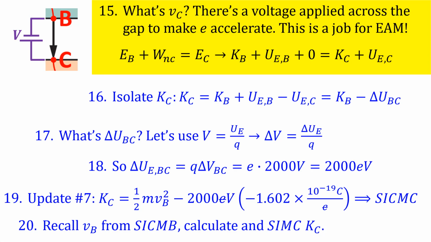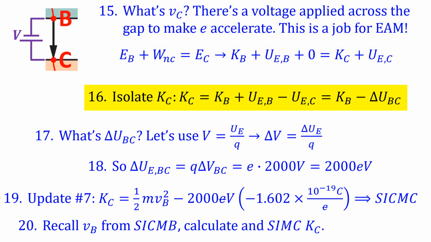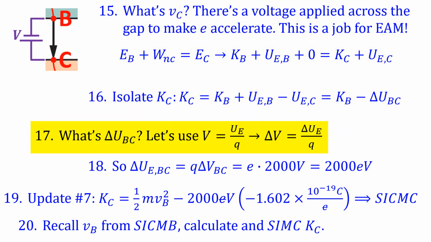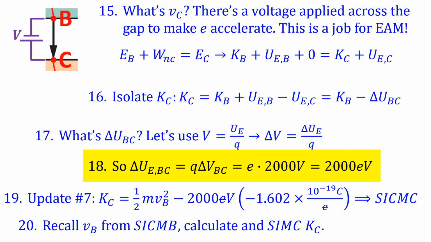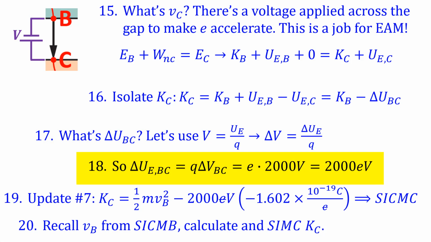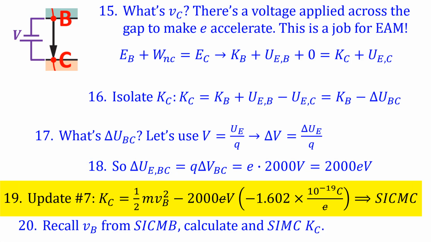Step 15, now I need to figure out the electron's velocity at point C. I know my electron underwent an acceleration. The problem said a voltage was applied across the gap such that the electron would accelerate or speed up. This is a job for the energy analysis method. I get the kinetic energy at C isolated, and then in step 17, turn my attention to figuring out the change in electrostatic potential energy of the electron as it traveled from point B to point C. Step 18, I'm taking advantage of the definition of voltage. Step 19, I can now solve for the kinetic energy at point C.